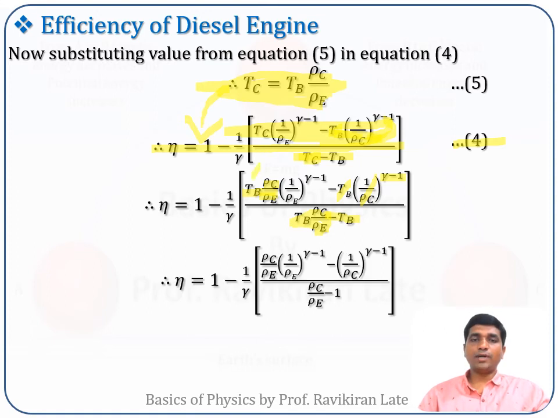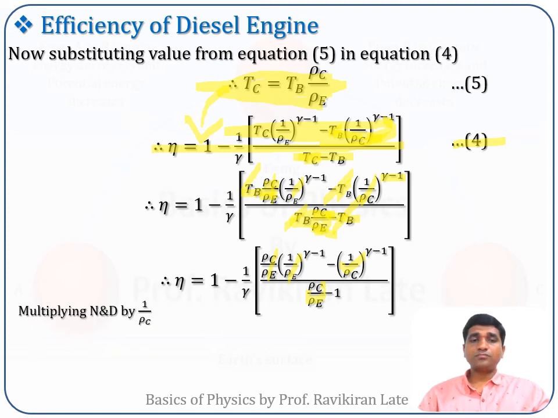Now see, Tb is there in the first term and second term of the numerator, and also in the denominator. So we will take Tb common from the numerator and denominator and cancel it. Tb cancels from the numerator and the denominator. So you will just get 1 upon rho e, this rho c by rho e as it is, this bracket term as it is, minus this bracket term as it is. At the denominator, this rho c by rho e as it is, and minus 1.